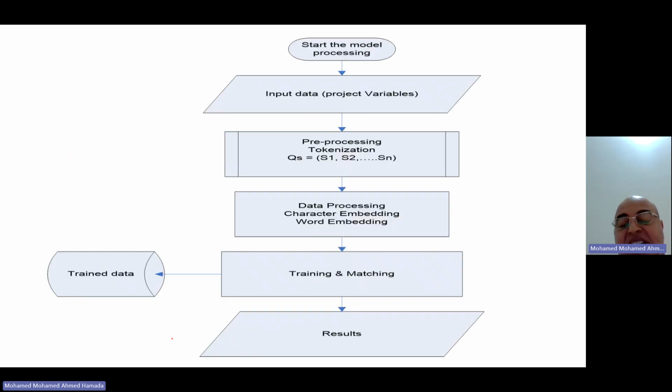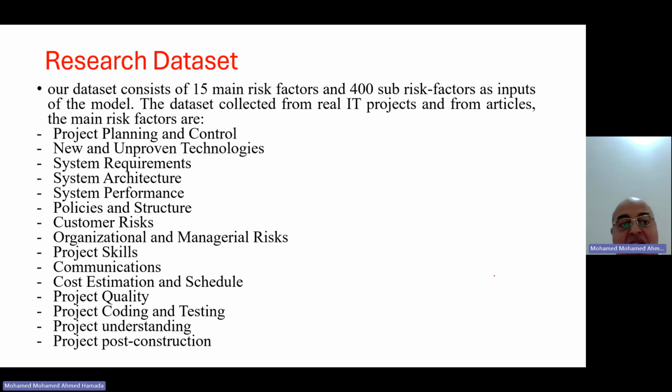So this diagram can explain the steps. It shows how we build our model, starting with the input data about the project variables. After that, pre-processing the variables and the data processing. And after that, we train the model, evaluate it, and get the results from the model.